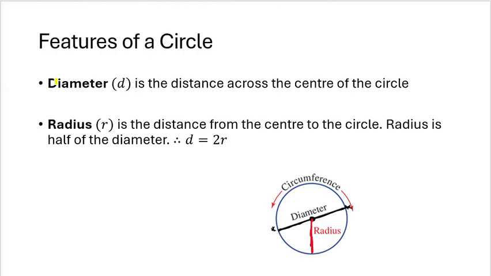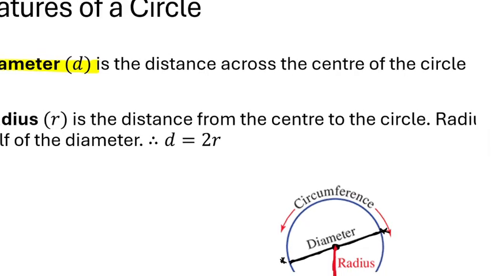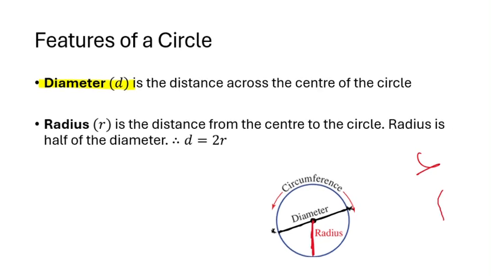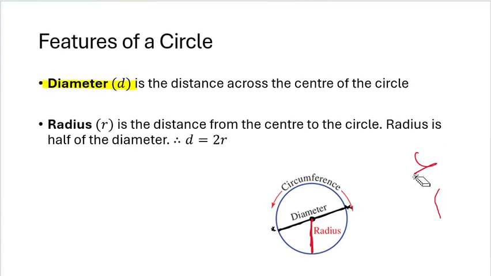Features of a circle here, so you got the diameter. It's the distance across the center of a circle, in black. Then you got the radius here. The radius is the distance from the center to the circle, and it's basically half the diameter. As you can see from my diagram, it's as clear as day. The black line is the diameter, the red line is the radius.